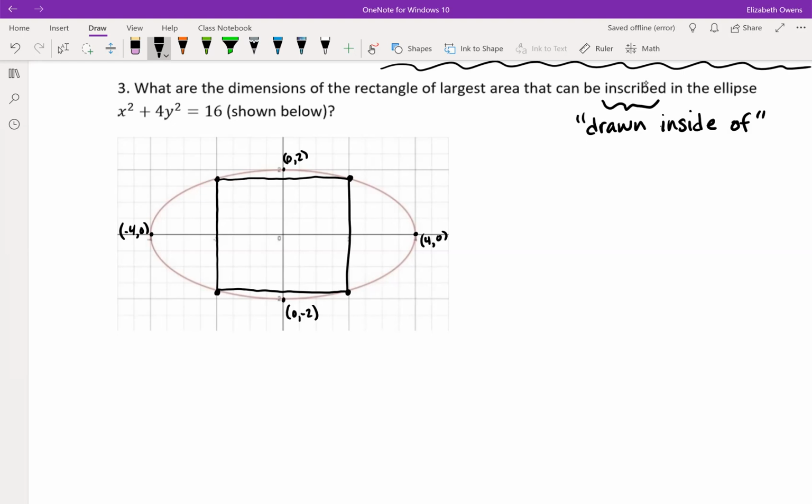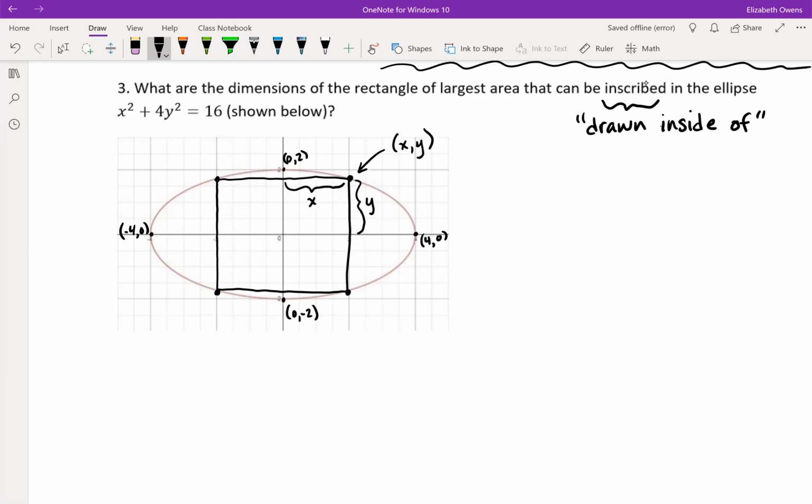So I'm going to label this in hopefully a way that's going to help us with the setup of this problem. My labels are going to be based off of the fact that we have a point on the ellipse that makes a corner of the rectangle in the first quadrant. We're just going to call that (x, y). That gives us good information to work off of. It tells us that this distance right here is y, and that this distance right here is x.